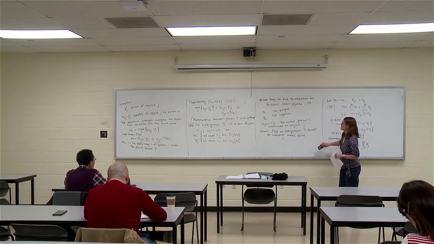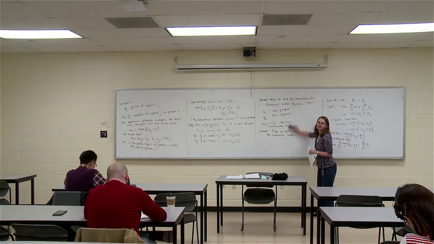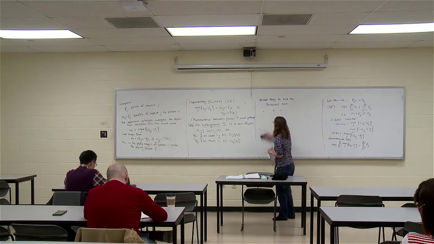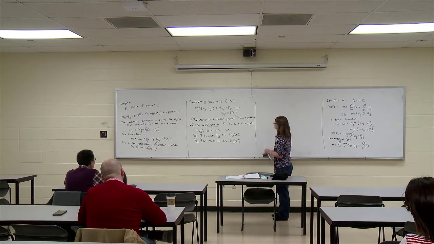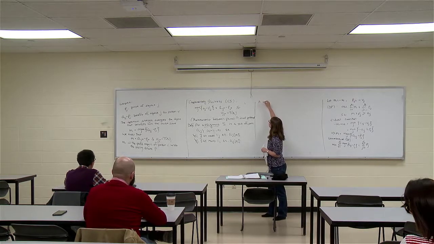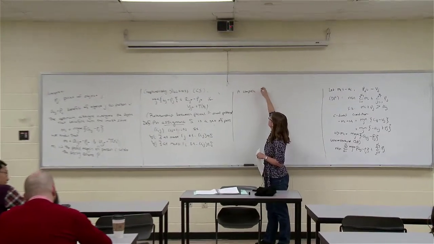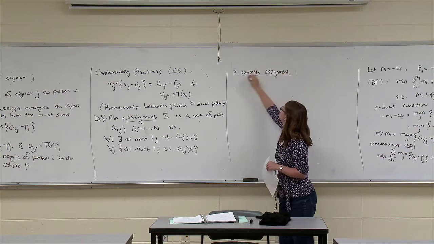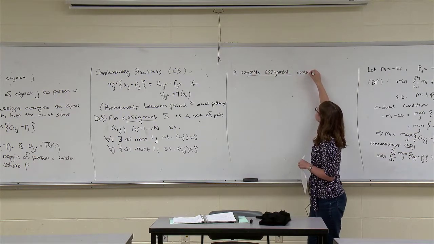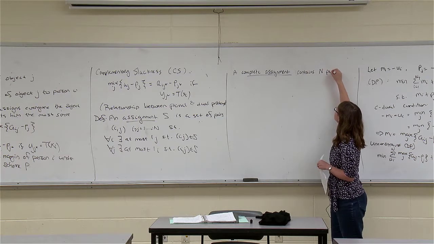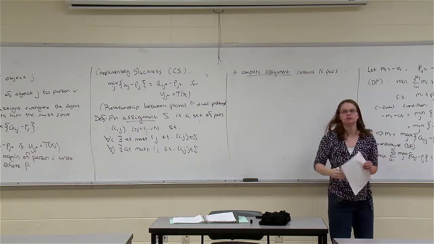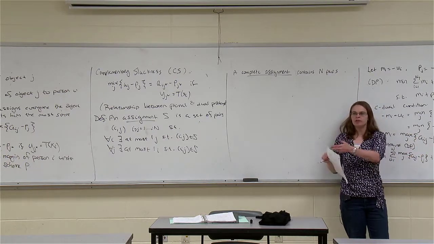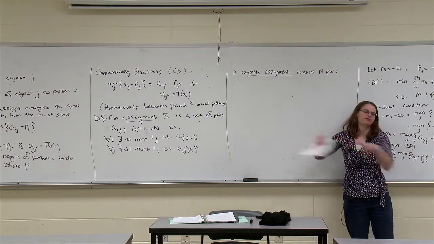Then what we want is not any old assignment, but we want a complete assignment where everybody gets assigned and every object gets assigned. So a complete assignment is an assignment that consists of n pairs. N pairs, there's no repetition, which means a complete assignment is equivalent to having this bijective map between my x_i's and my y_j's.